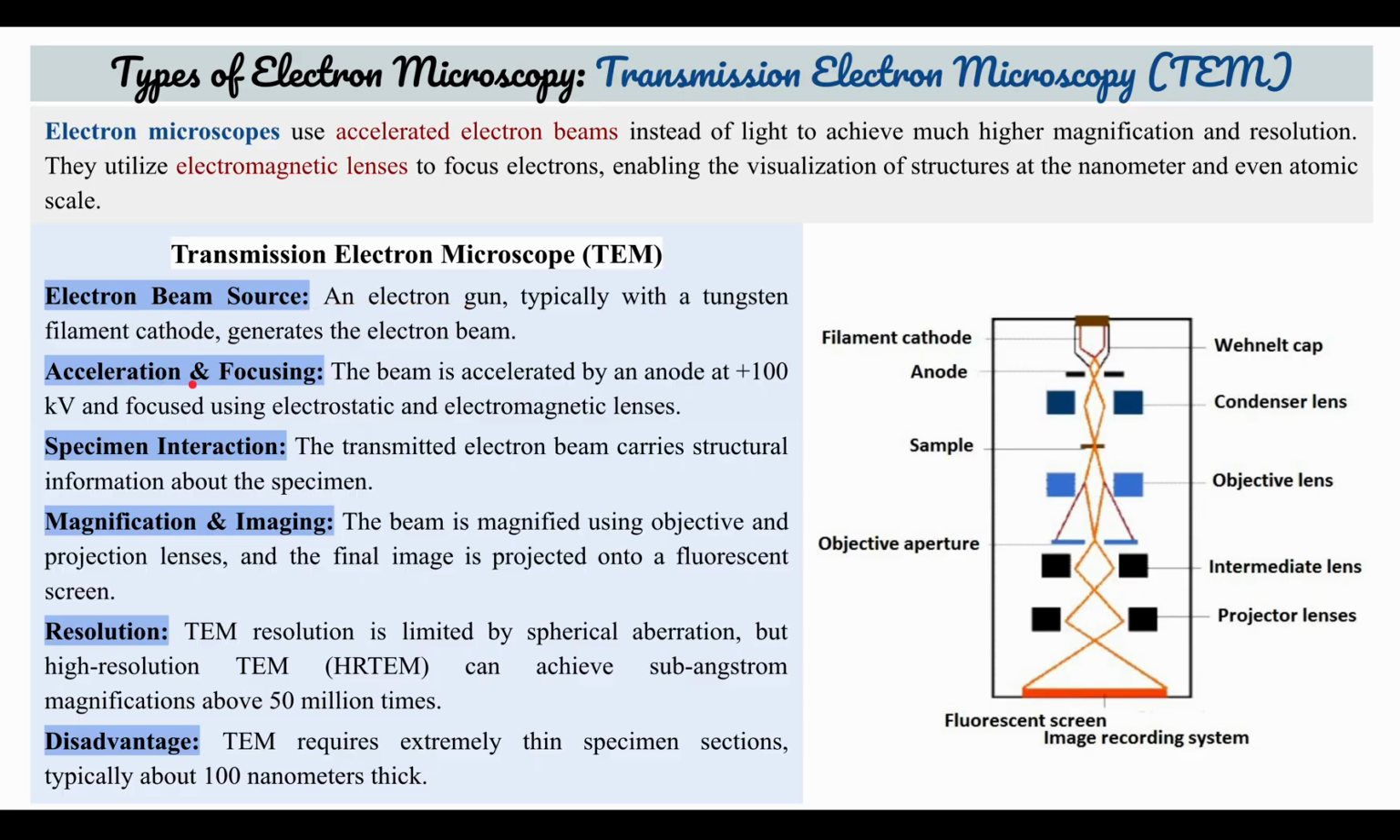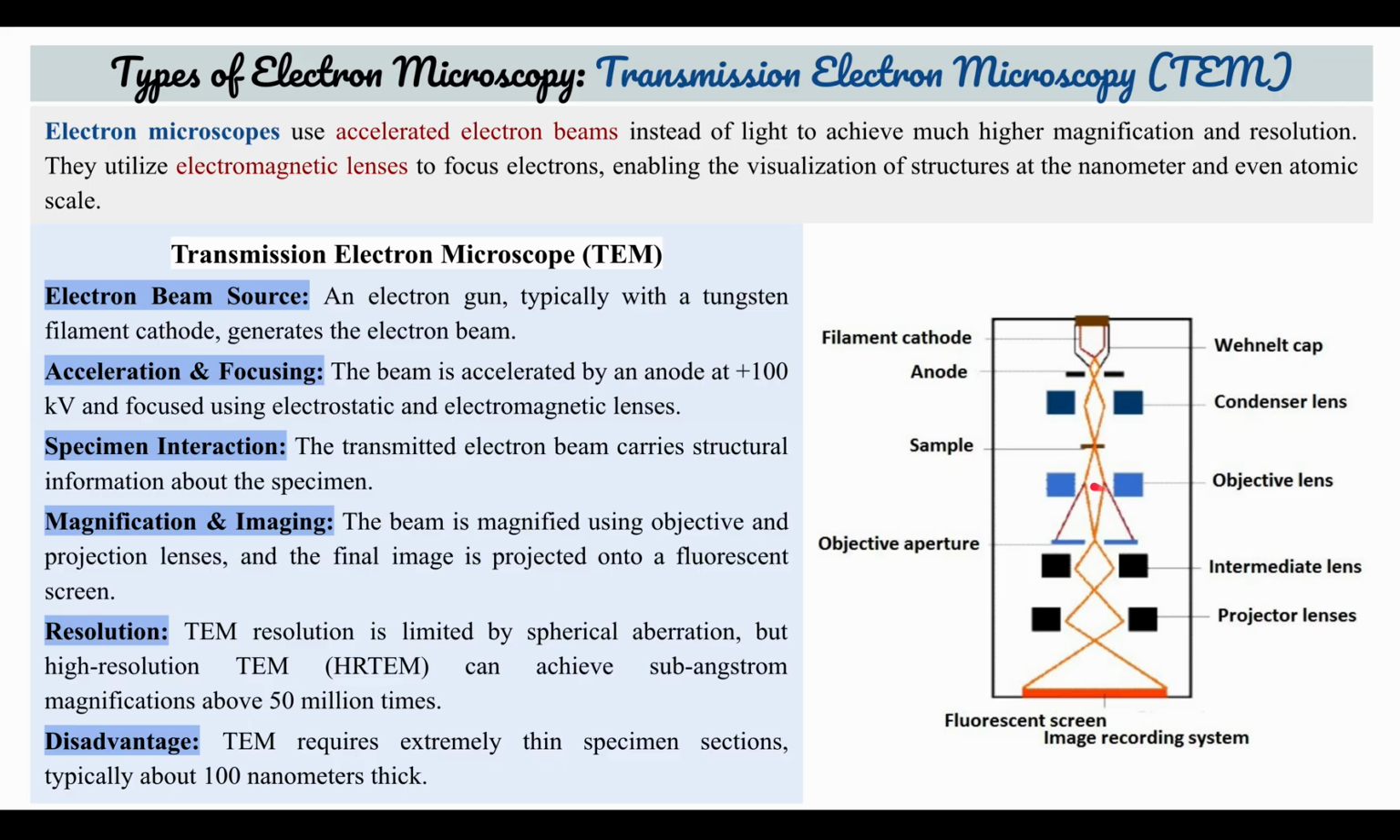Now the second step is acceleration and focusing. This beam is accelerated by an anode at plus 100 kilovolts and focused using electrostatic and electromagnetic lenses. In this case we have an anode, which will take the electrons coming from the cathode. Due to this attraction, the anode will attract those electrons and generate the high field, and it will pass them through the condenser lens, which will then focus them on the sample. As it is a transmission, this will allow the transmission of those electrons through the specimen.